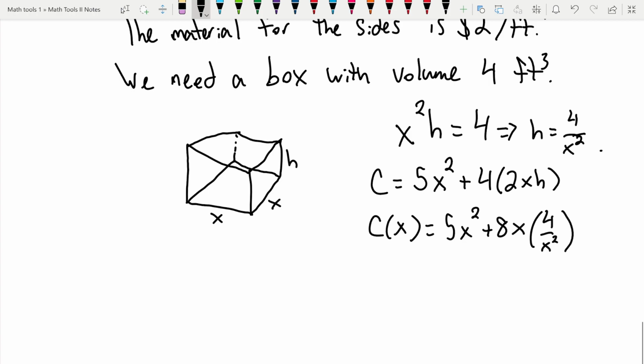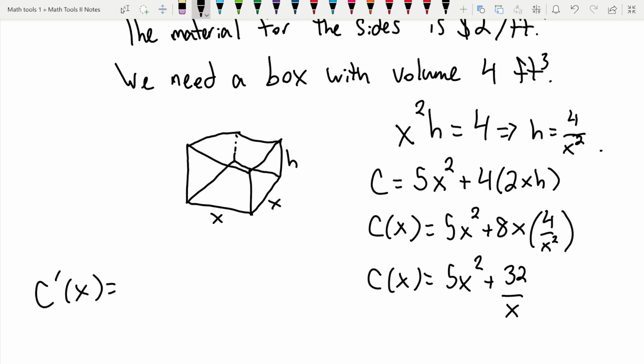So the cost here is going to be 5x squared plus 8 times 4 is 32. x divided by x squared is just 1 x on the bottom. So it's 32 over x. And now we want to take the derivative to get 10x minus 32 over x squared, right? Because 1 over x, the derivative of that is negative 1 over x squared, and then 32 just comes along for the ride.